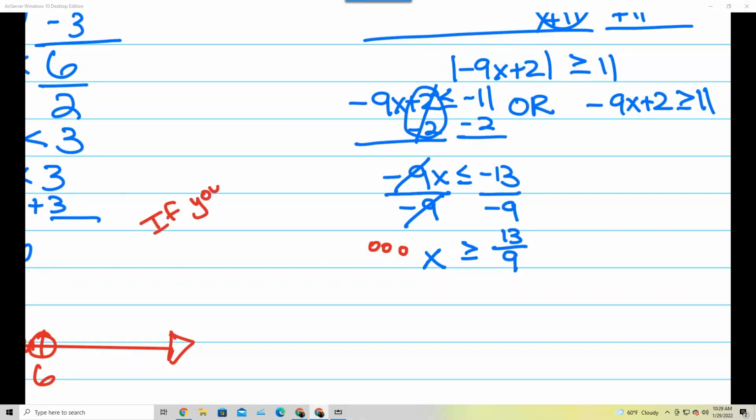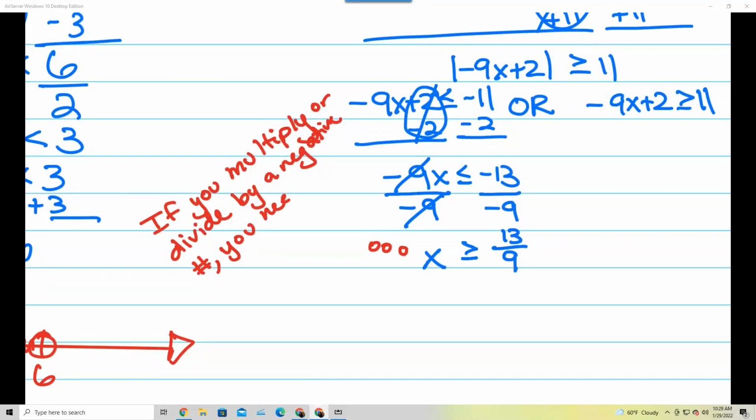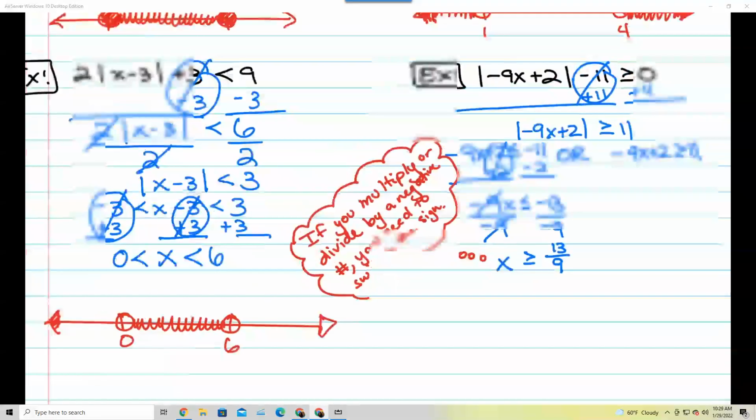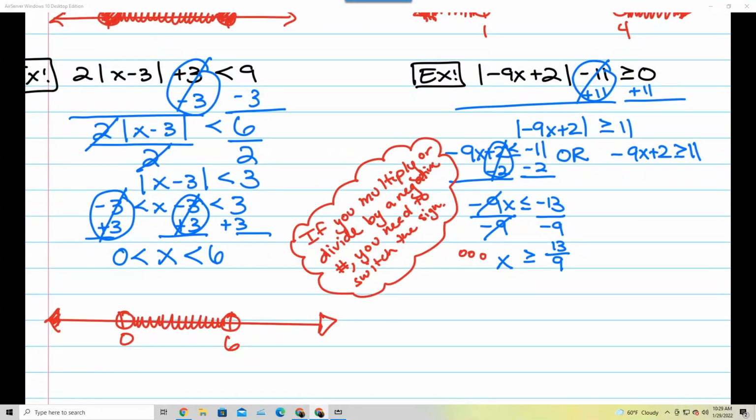If you multiply or divide by a negative number, you need to switch the sign. Okay, that's a rule that's so easy to forget, and students get caught up on that one all the time.